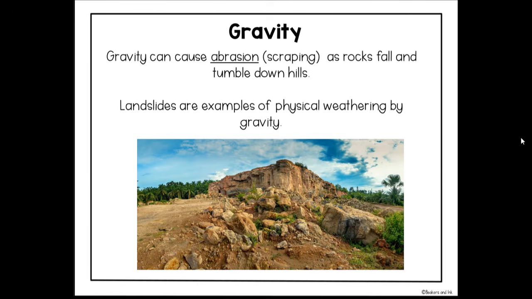In all of these examples, remember the rock was broken down into smaller rocks. With physical weathering, it keeps the same structure, the same type of rock. It's just broken into smaller parts. The chemical composition does not change with physical or mechanical weathering.